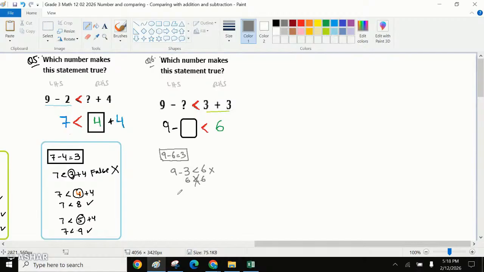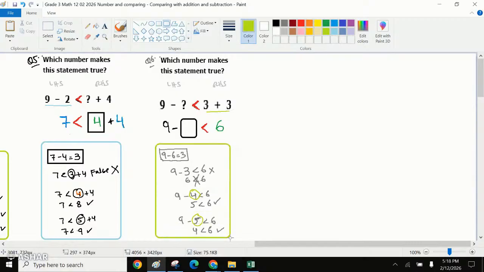But if we take a greater number, 9 minus 4, agreed? 9 minus 4 is 5. Is 5 less than 6? It's a true statement. If we take 9 minus 5, is it less than 6? 9 minus 5 was 4, and 4 is less than 6. Agreed? So if we took the number 4 or the number 5, this means we consider any number that is greater than 3.